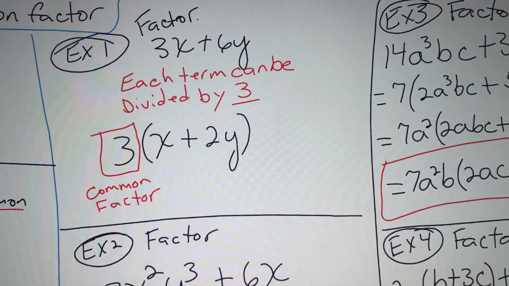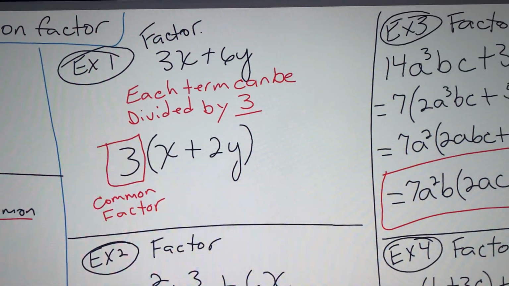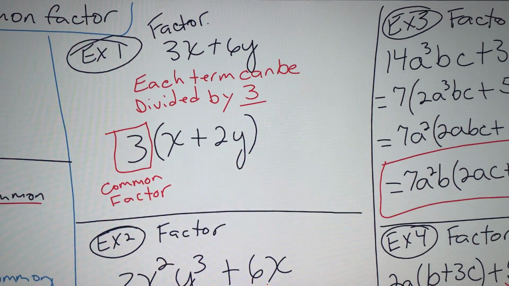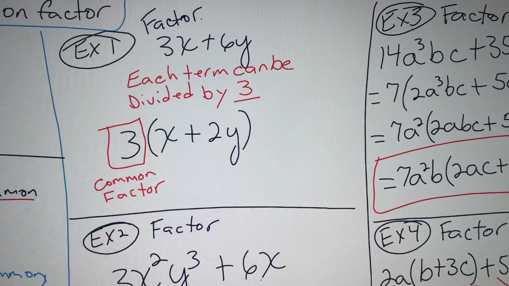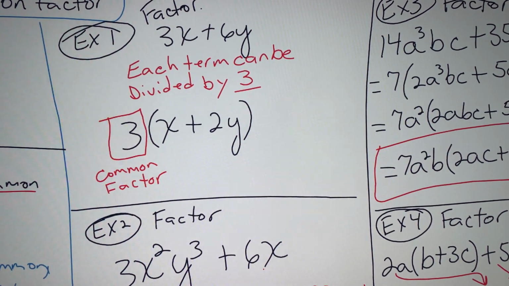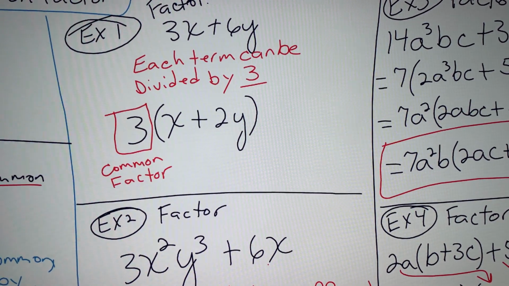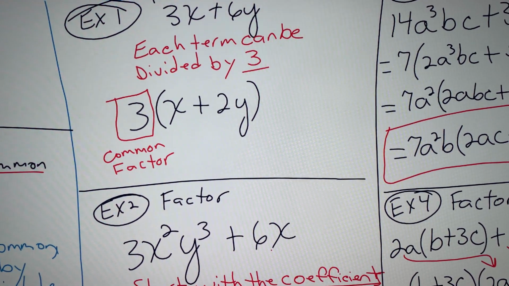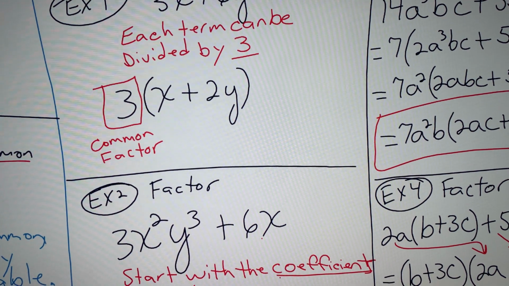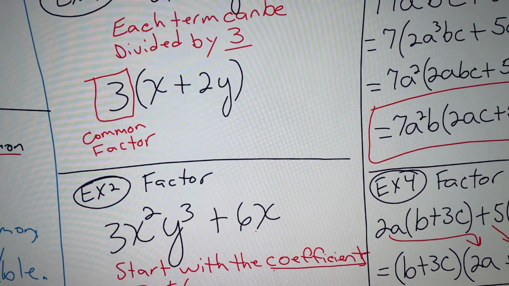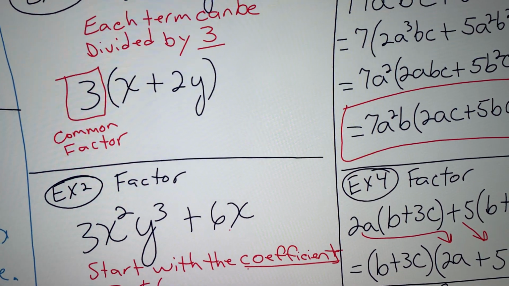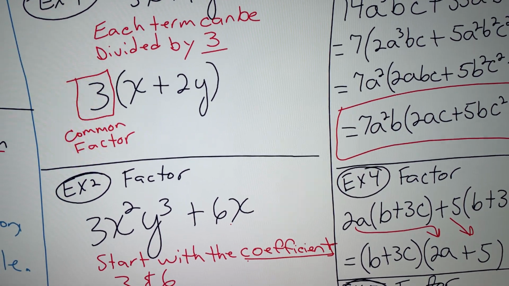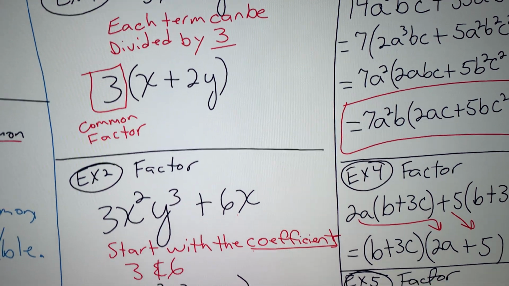Here you have, we look at the two terms, and 3 can be divided evenly into both of those two terms. So we bring that 3 outside of the parentheses. Since 3 goes into itself one time, we're left inside of the parentheses with just x, plus 3 goes into 6 2 times. So we're just left with 2y.